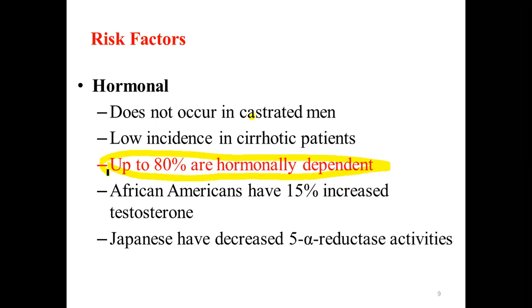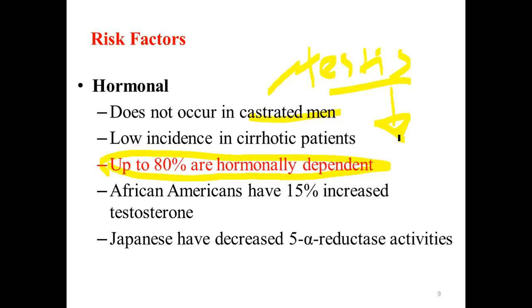Then it does not occur in castrated individuals. When you say castration, that means they have already removed the testis. The testis is the main source of androgen, more than 85 or even 90% of androgen is produced by the testis, so it cannot happen. Even some guidelines recommend that if the person is high risk, it is good to undergo castration before they develop prostate cancer.